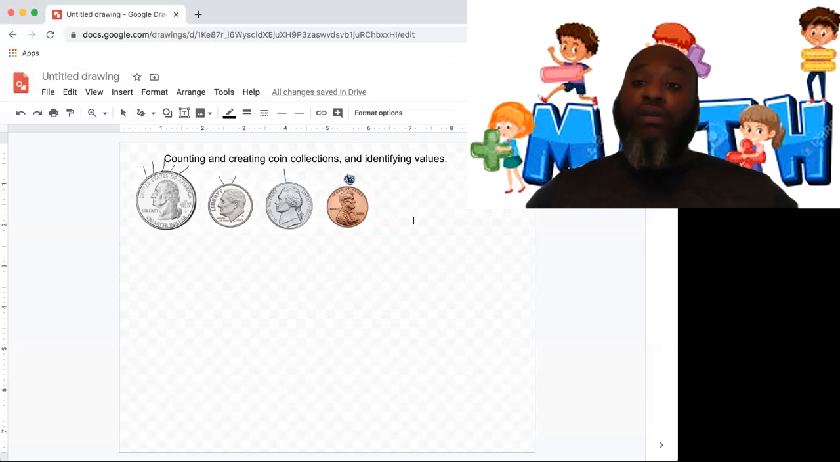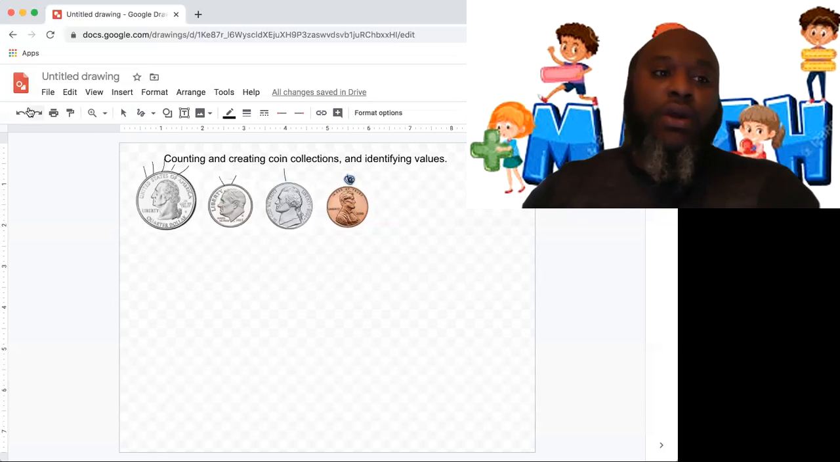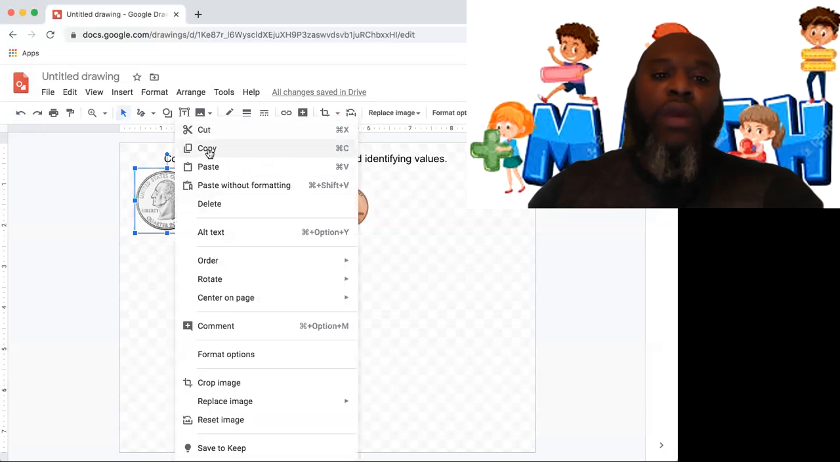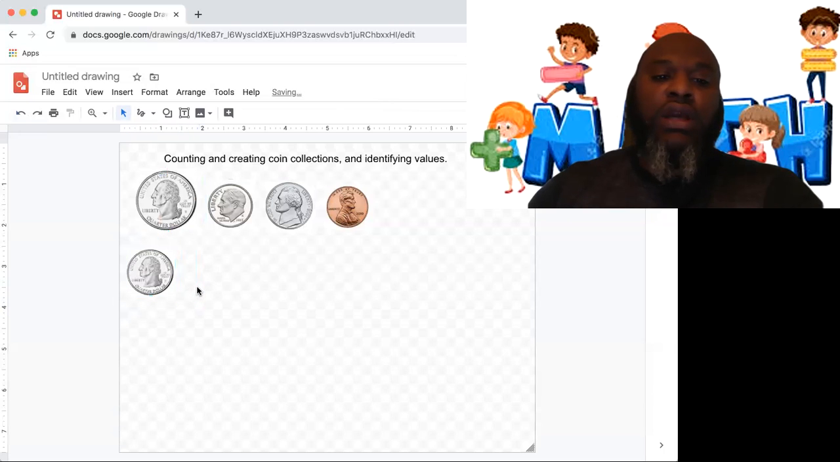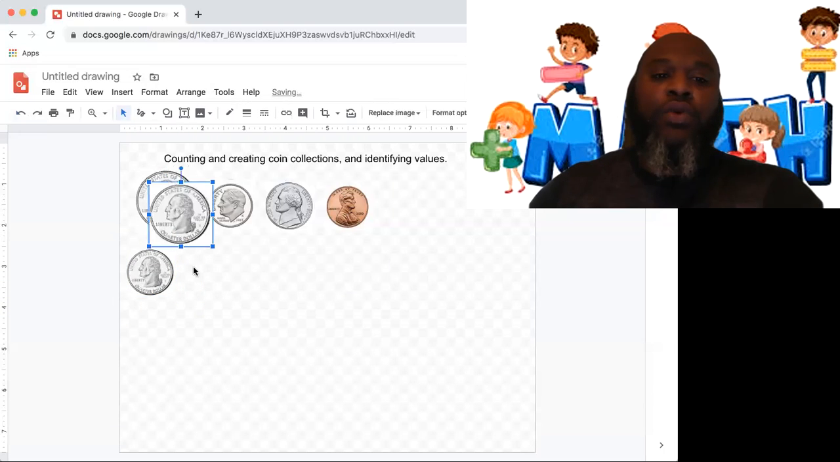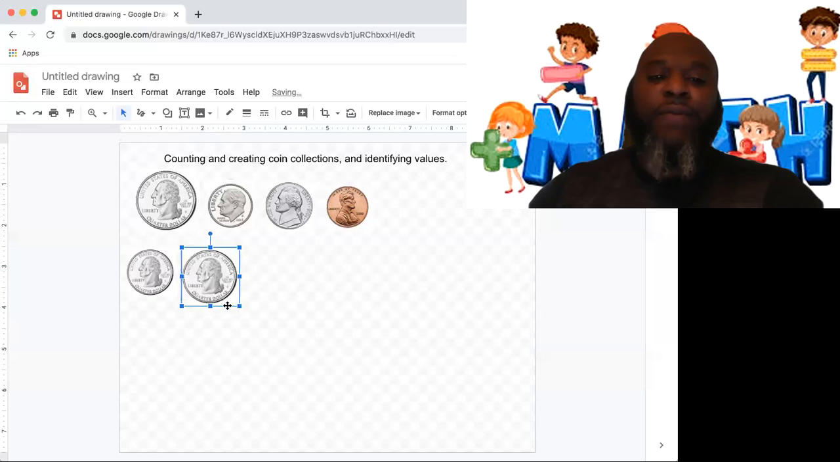Anyways, so we're going to use that to be able to collect some coins and then figure out the values. All right, so here we go. We're going to collect some of these coins here. I'm just going to copy and paste some of these coins from up here, and we're going to make a collection. So I'm going to start with the quarter, because I like quarters, because they are worth more than any of the other little coins except for the silver dollar. You don't see those too often. So I'm going to start with some quarters.